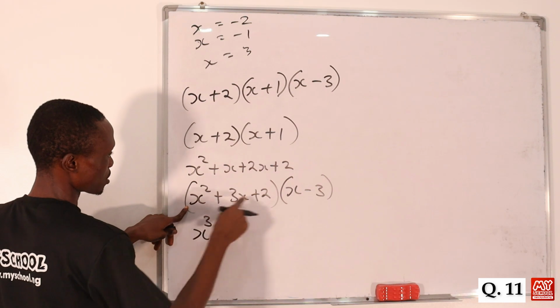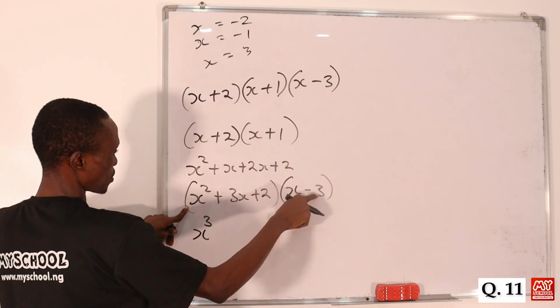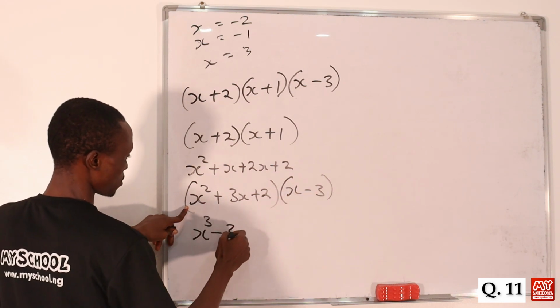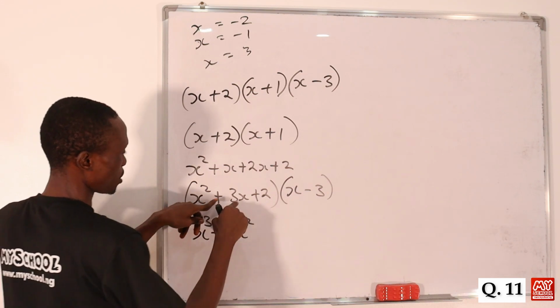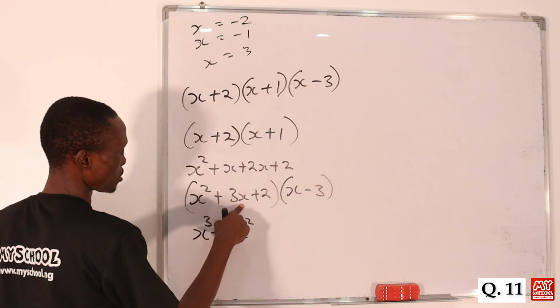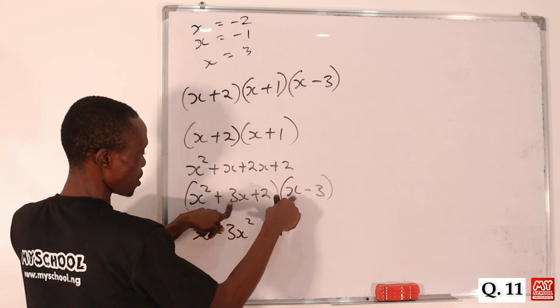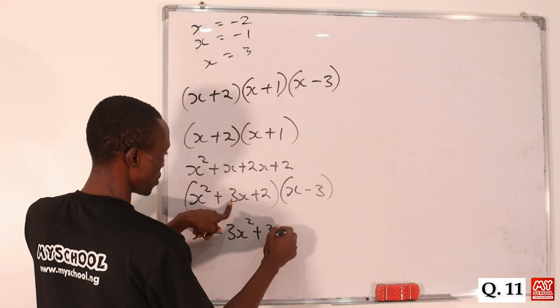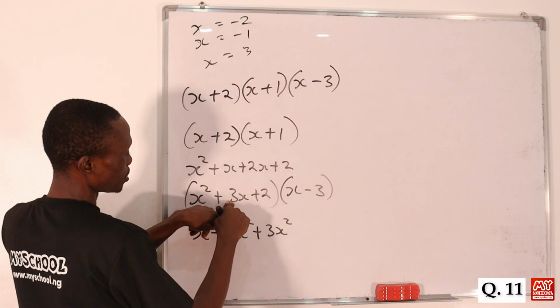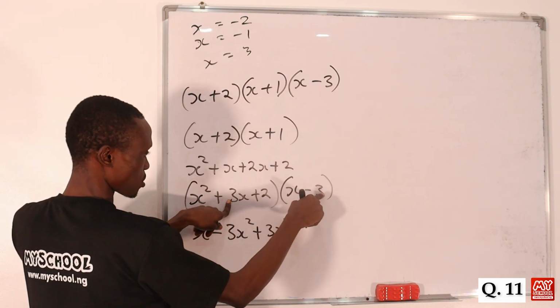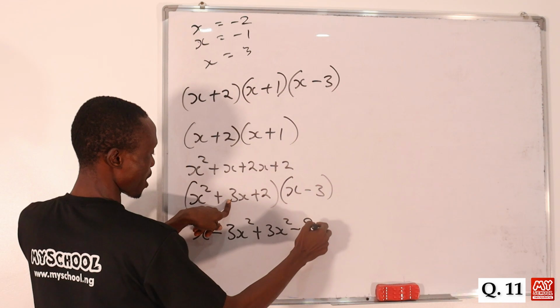Then S squared times minus 3 will give us minus 3S squared. Okay, so let's multiply with 3S. So 3S times S will give us plus 3S squared. Then 3S times minus 3 will give us minus 9S.